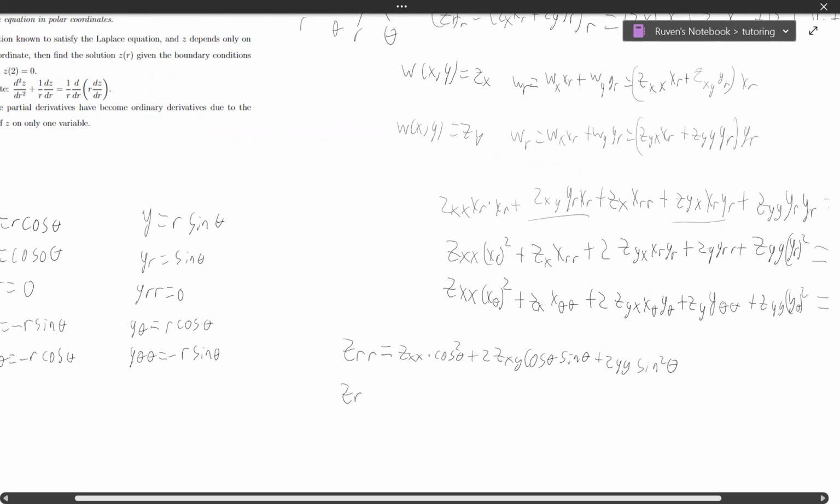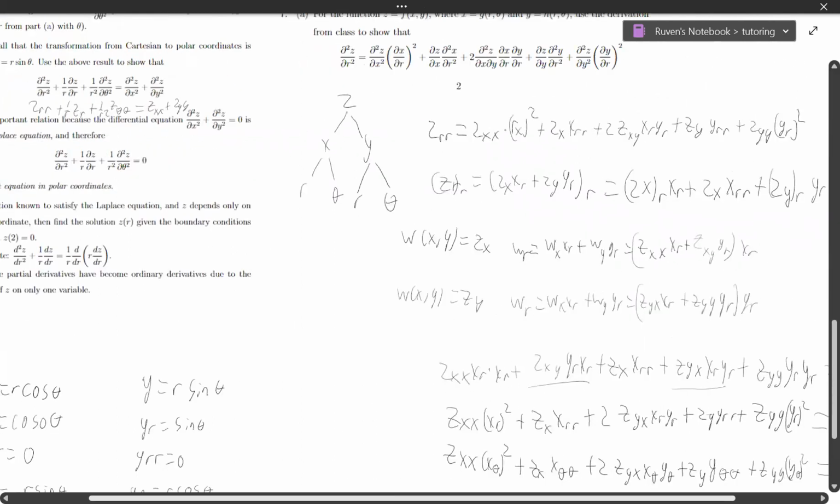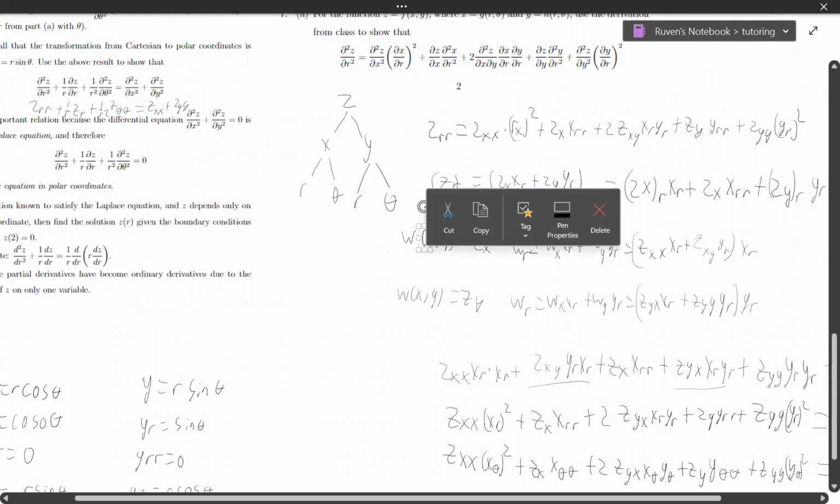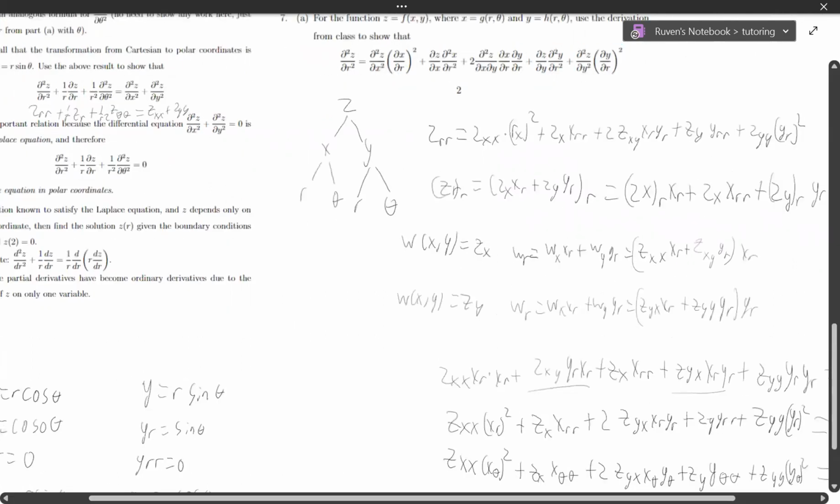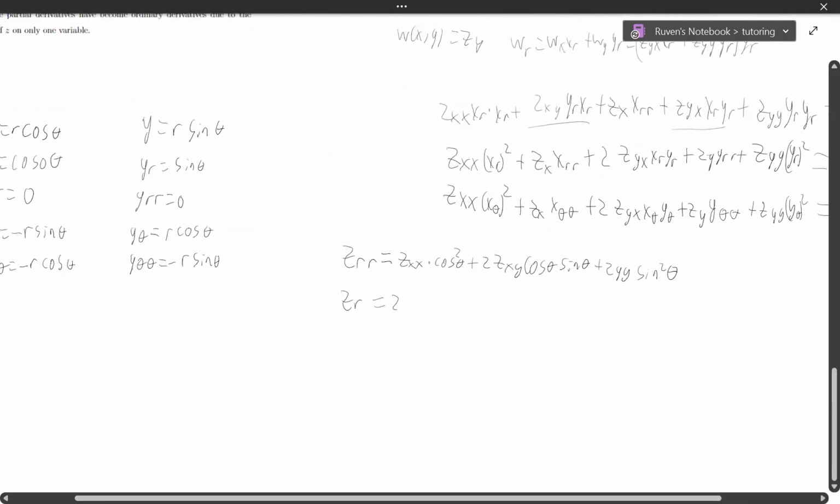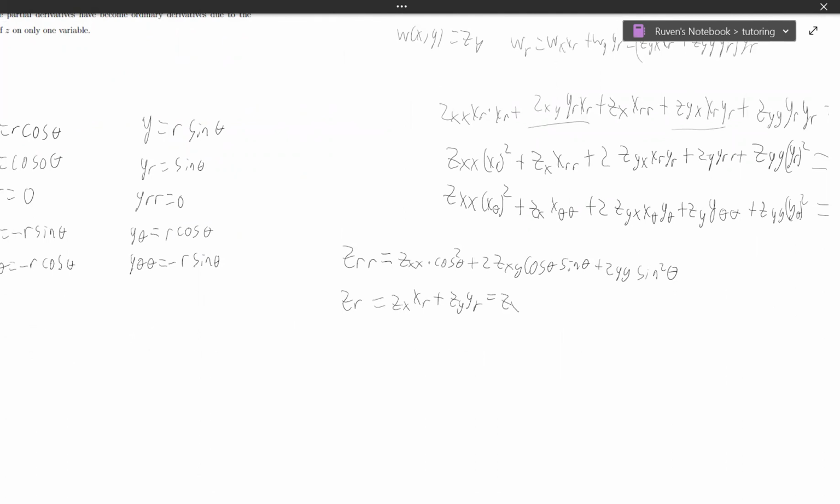Next, we have zr. We need to find zr. If we go back, we see that zr is zx times xr plus zy yr. So I'm just going to write that quickly again. It equals zx xr plus zy yr, and that is equal to zx cosine theta plus zy times sine theta.